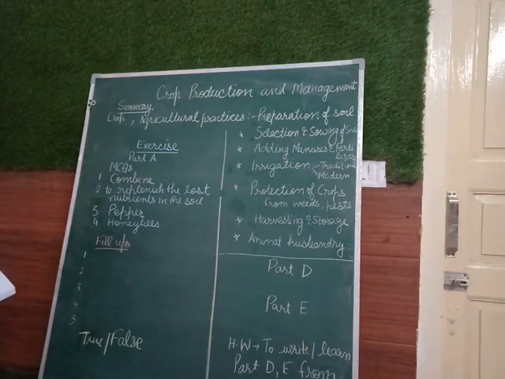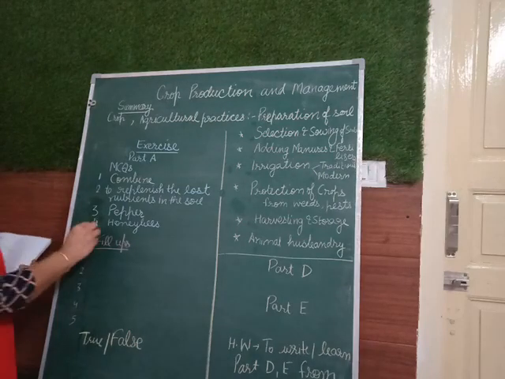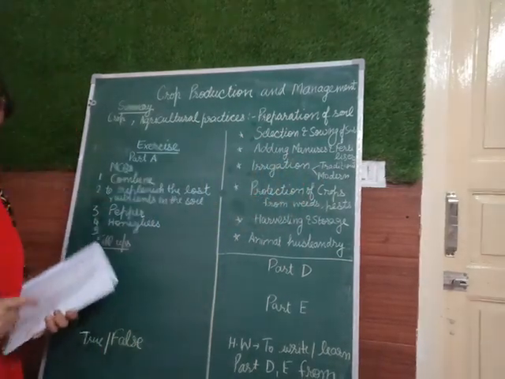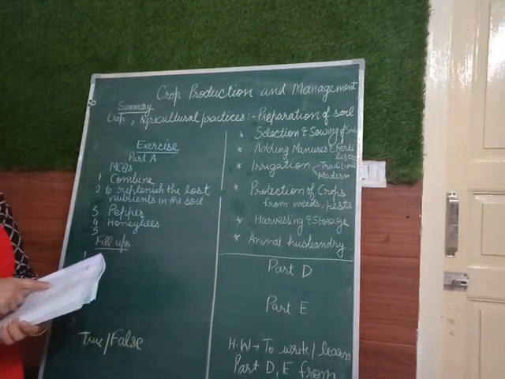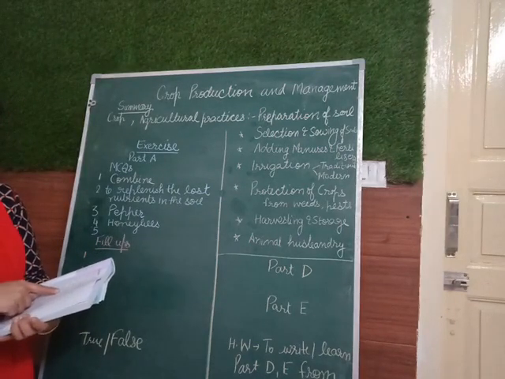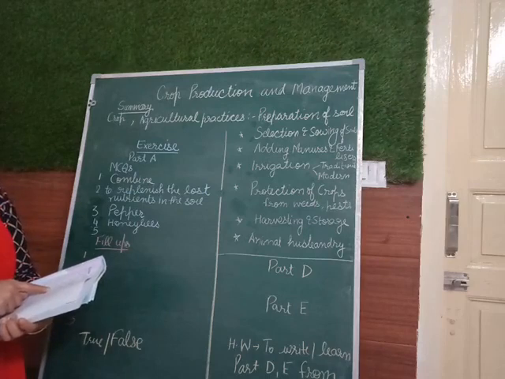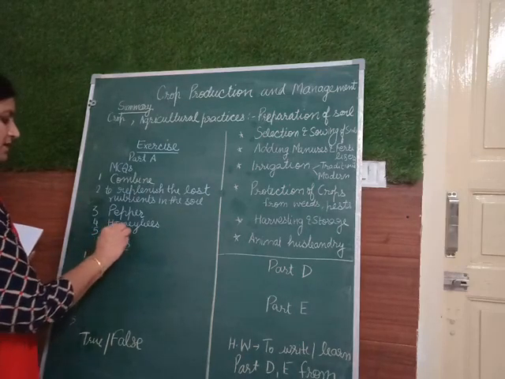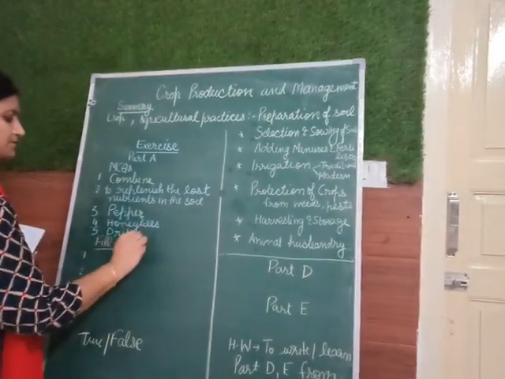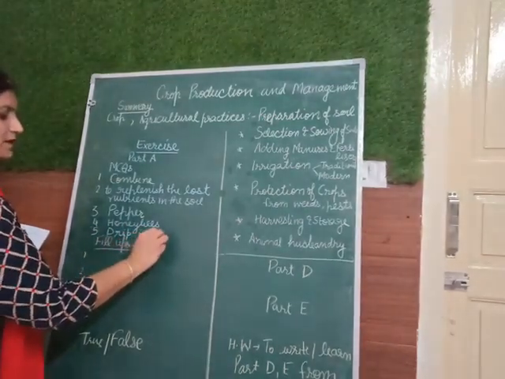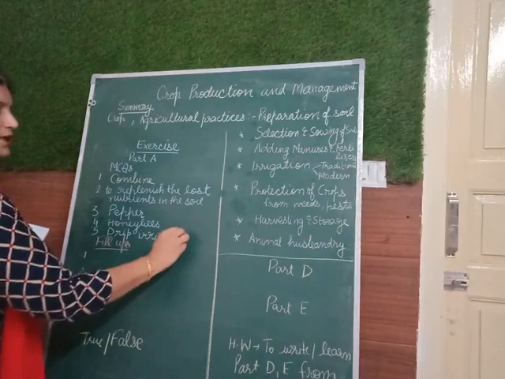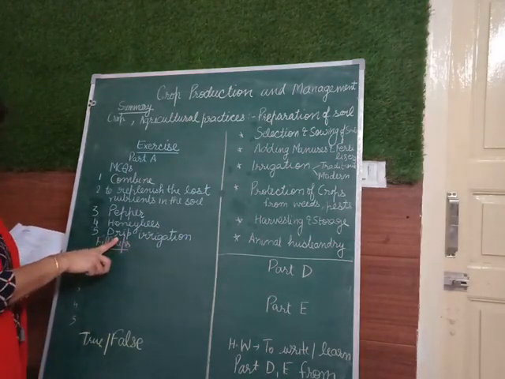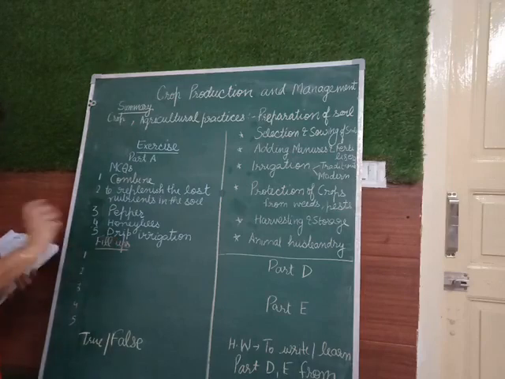Now fifth question: which of the following is a modern method of irrigation? Just now we have discussed the modern methods of irrigation. Now you have to find out which of the following is a modern method of irrigation. It is drip irrigation. Drip irrigation is the modern method of irrigation in which water is provided drop by drop to the roots of the plant to avoid the loss of water.